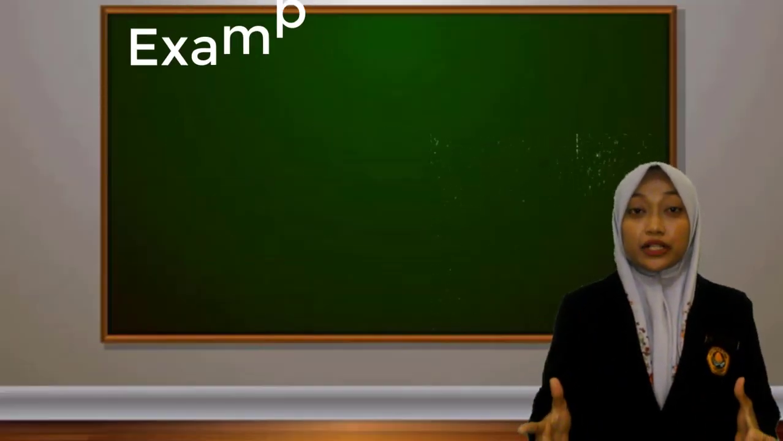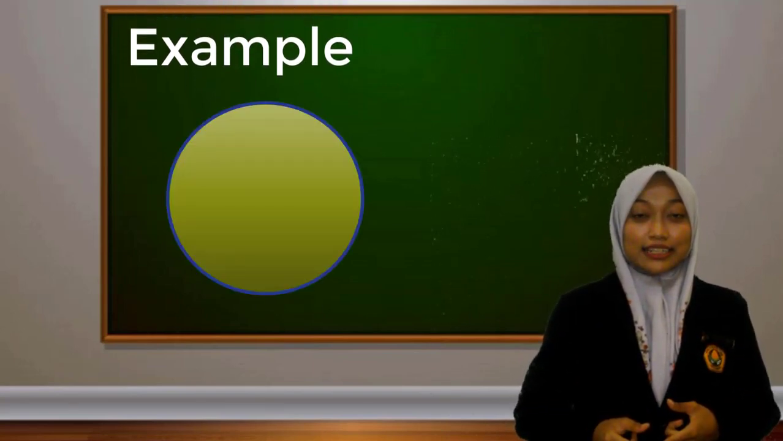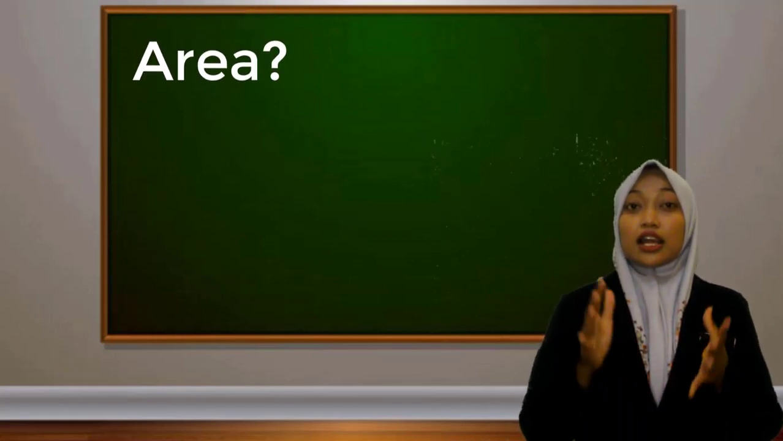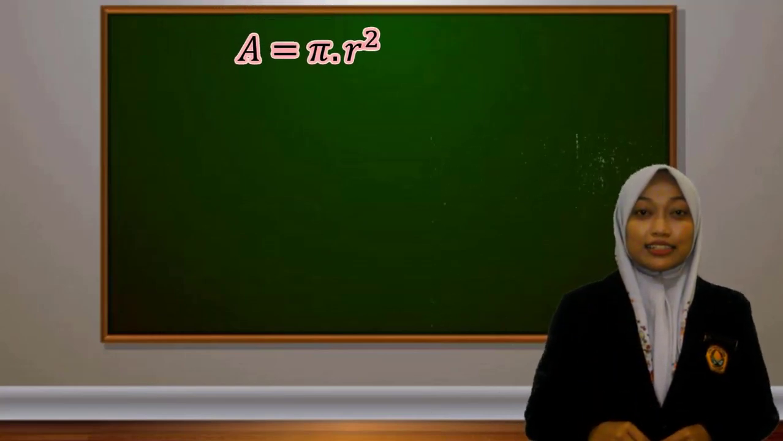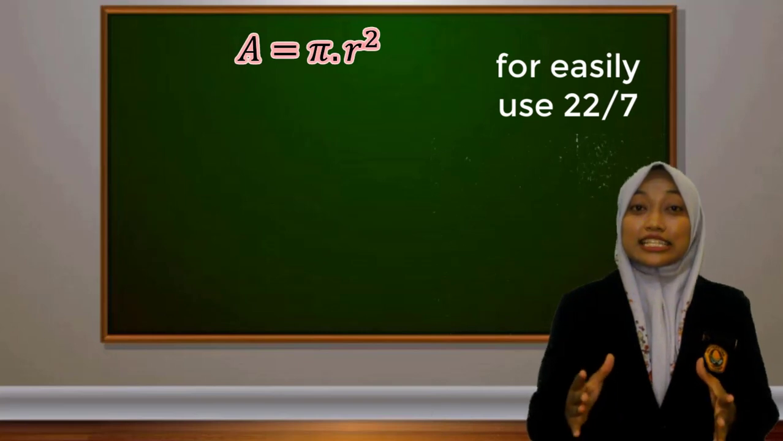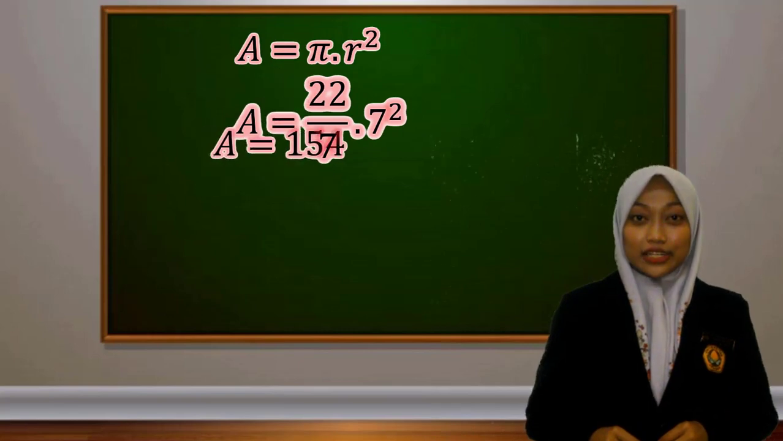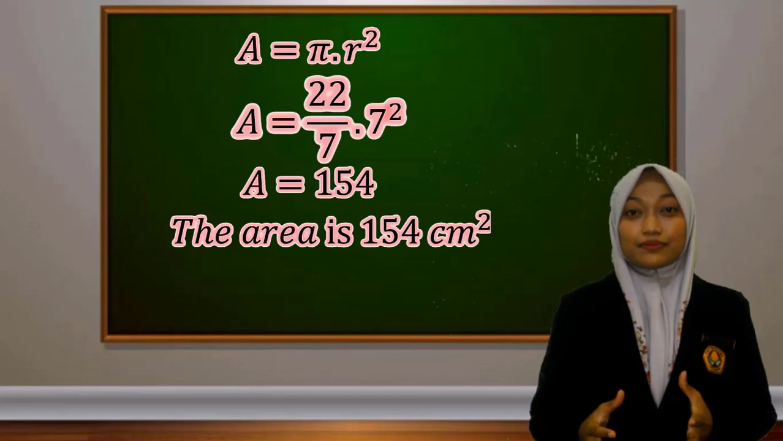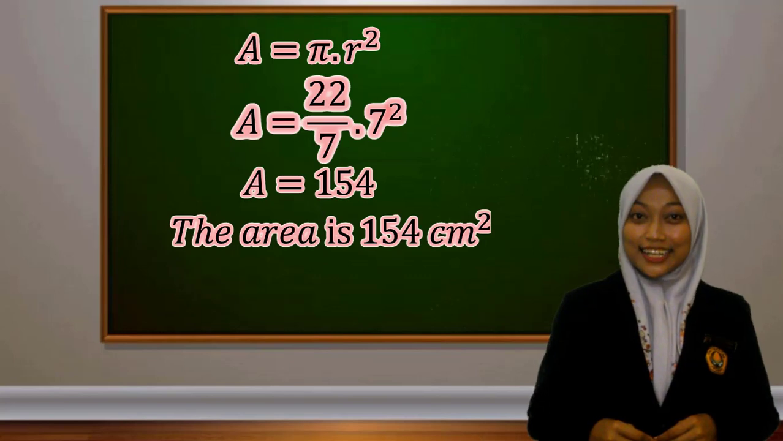Okay, for example, I have a circle whose radius equals 7 centimeters. What is the area of the circle? The area of the circle equals pi times radius squared. This means the area equals 22 over 7 times 7 times 7. So the area of the circle equals 154 centimeters squared. Do you understand? Okay, good job.